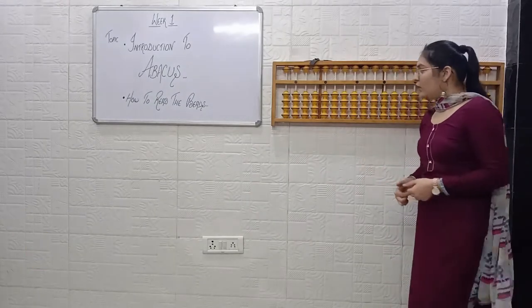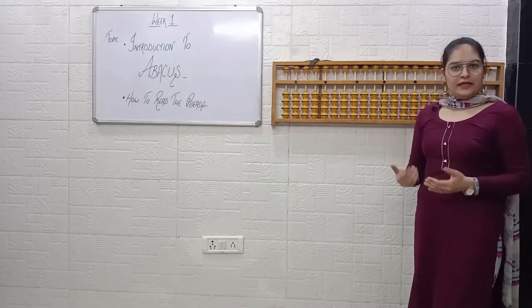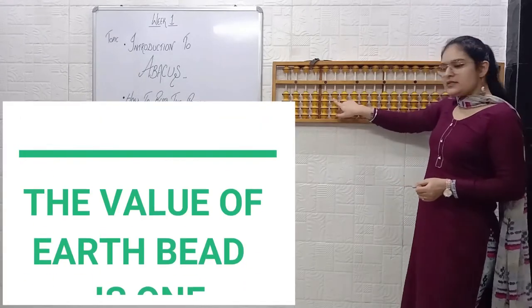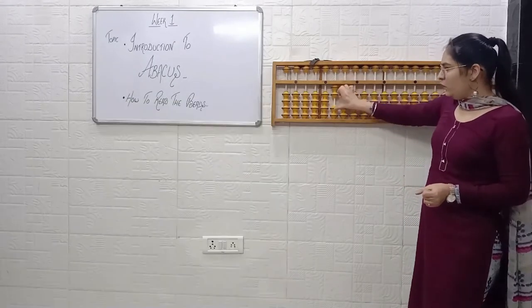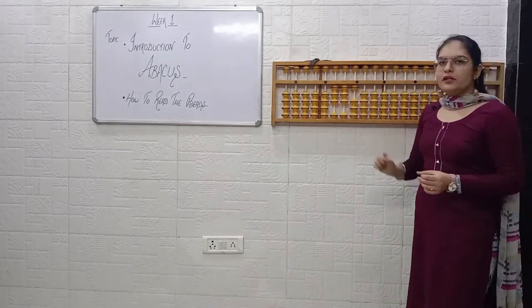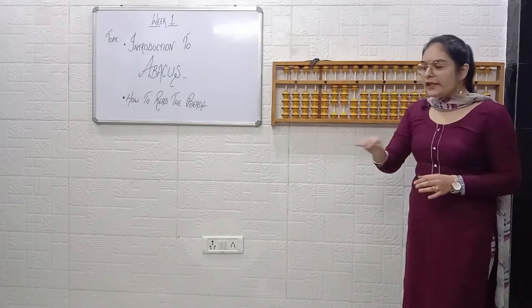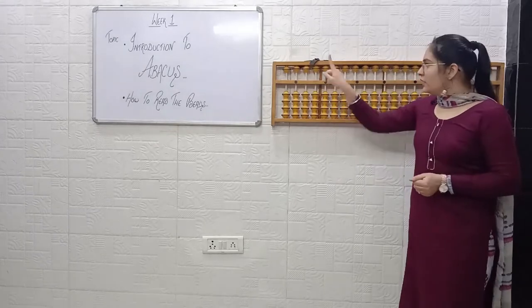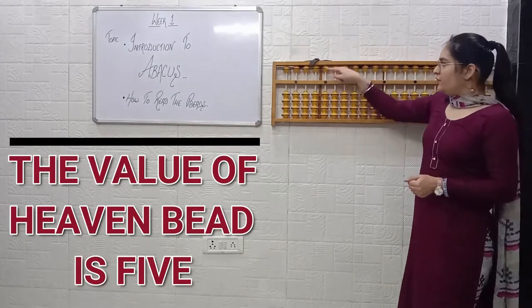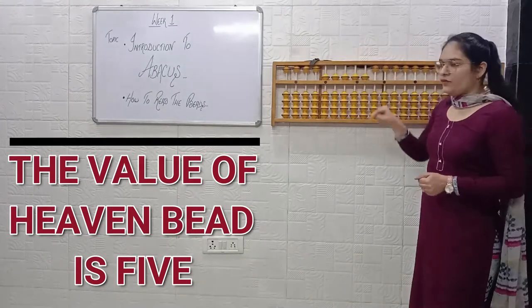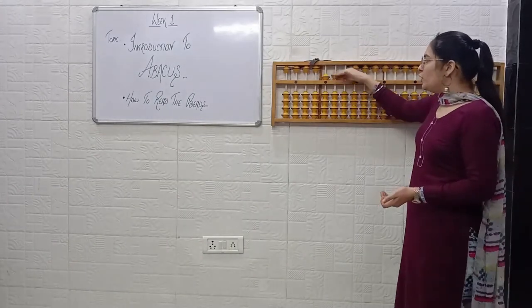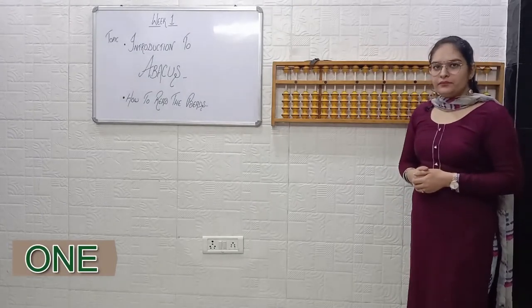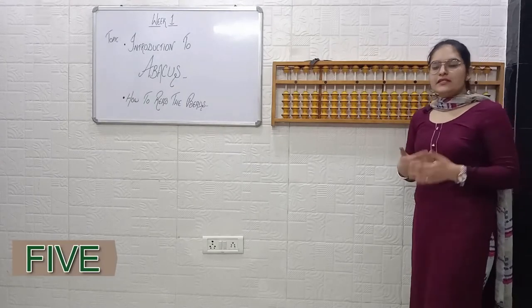Let's move further. Now, the value of earth bead is 1. Earth bead is this. So, 1, 1, 1, 1, 1, 1, 1. Har ek single earth bead ki value hoti hai 1. Clear? And the value of heaven bead is 5. 5, 5, 5, 5. Clear? Now tell me, what is the value of earth bead? 1. And the value of heaven bead? 5. So let's just revise again.